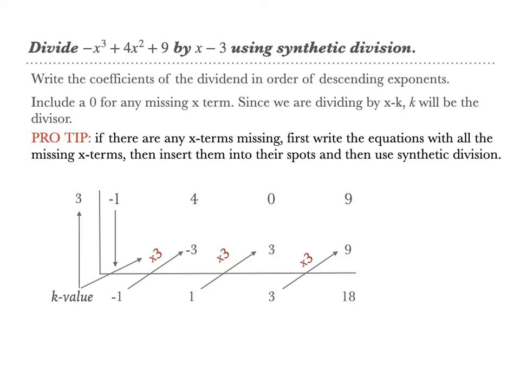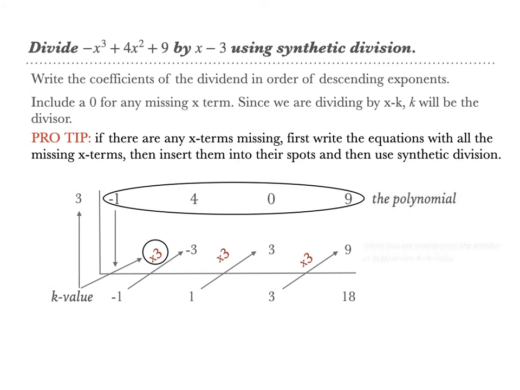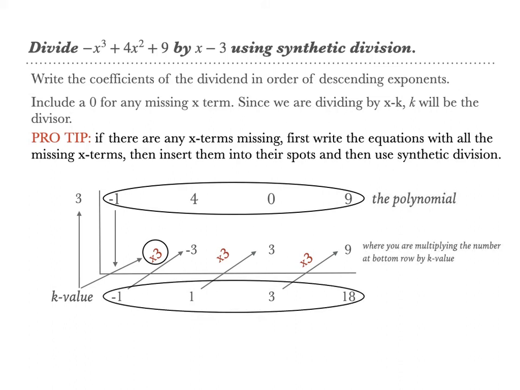And something important to note is that if there's any x terms missing, we first write the equations with all the missing x terms and then insert them into their spots, then use synthetic division. So an important thing to know about synthetic division is that you need a spot for each type of decreasing degree. So let's say it was negative x to the power of 3 plus 4x squared plus 0x plus 9, because you are missing that x, so you can just substitute it with a plus 0x, which is basically equal to 0, which is basically the same thing as negative x to the power of 3 plus 4x squared plus 9. And as you can see, we actually did that.